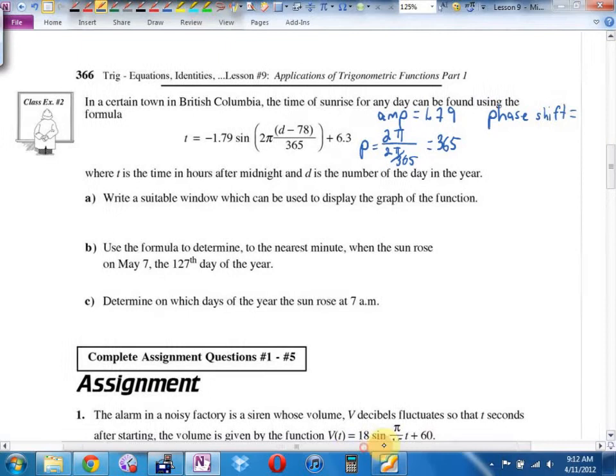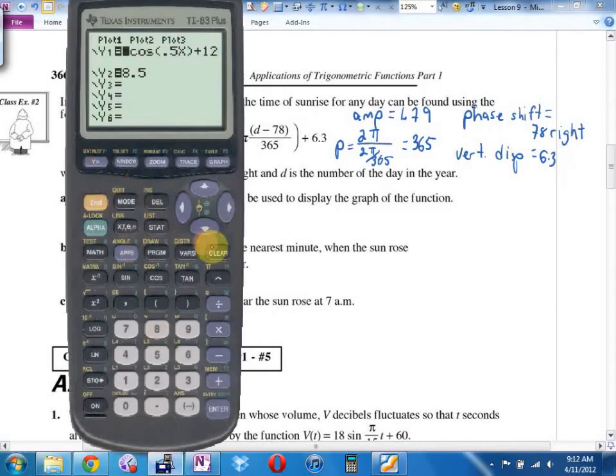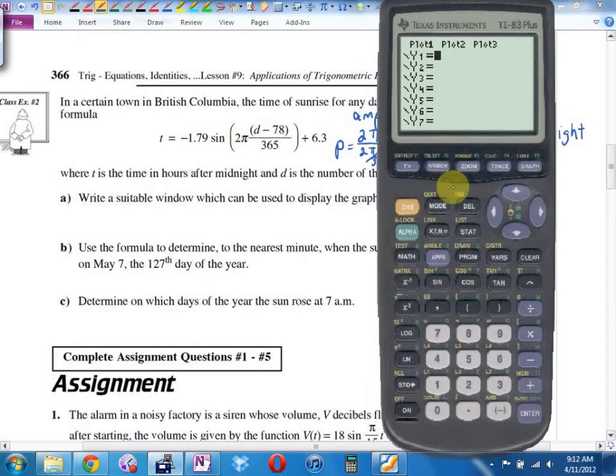What do we say the phase shift was? 78 to the right. And what did we say the vertical displacement was? 6.3. Let's type this in and then we'll pick a good window. So clear whatever equations you have, making sure you're in radians. How do I know radians and not degrees? I think the 2 pi suggests that, yes?